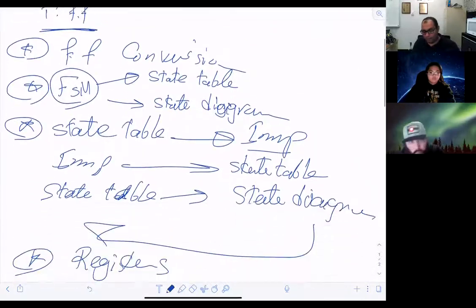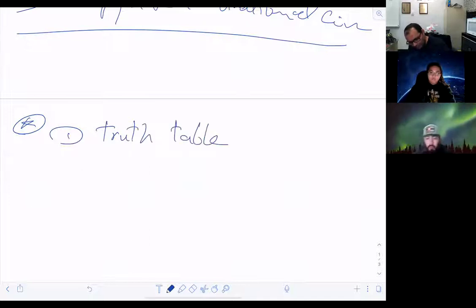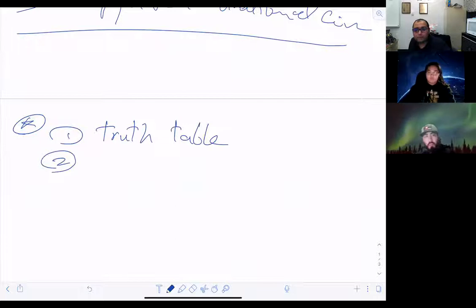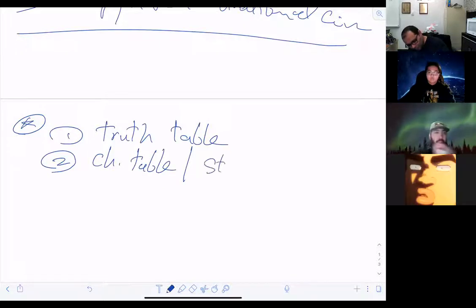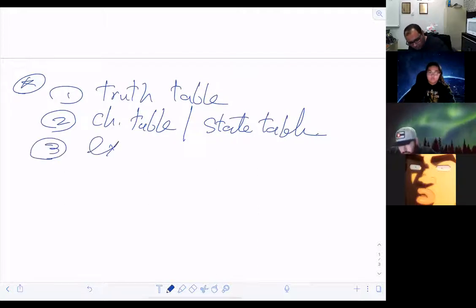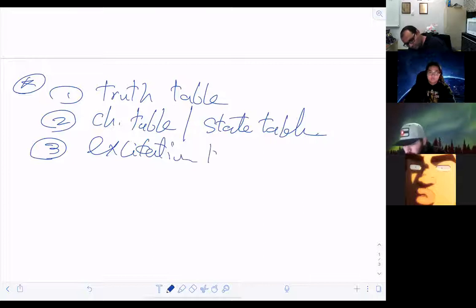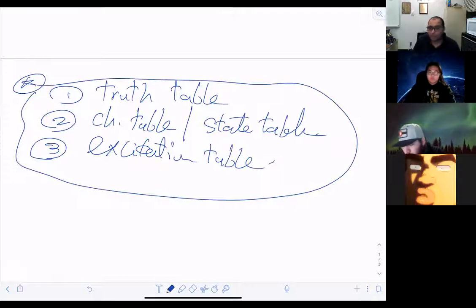Okay, so far we learned that in the flip-flop we have three different things. Everybody agree? Let me turn this on. So what did we learn? One, we have a truth table. Two, we have the characteristic table, or the state table as it's called. Then we have the third one, the excitation table. Those are the three most important pieces of information we're going to use for the sequential elements, which are the flip-flops, right?